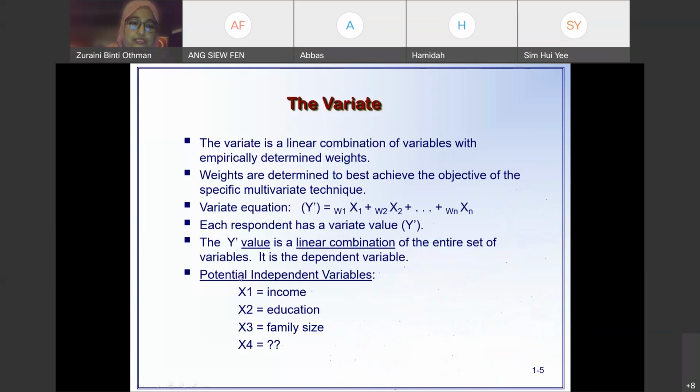Then these are the potential independent variables, which are income, education, family size. If we want to make graduate employability our dependent variable, the independent variables will be the gender, the course that he takes, and other things like the state the graduate or alumni comes from.